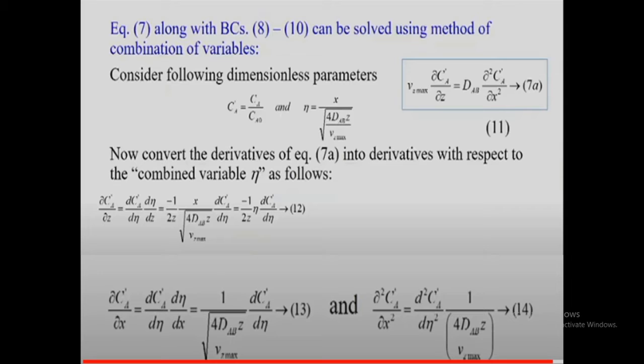Okay, so we don't want ∂Ca dash/∂x, we want only ∂²Ca dash/∂x². What do you do in this expression? You square expression number 13, squaring both sides. So the LHS is ∂²Ca dash/∂x², and the RHS is d²Ca dash/d eta² into 1 by 4 DAB z by Vz max. Why? Because this is squared, meaning the root cancels. This is the 14th expression.